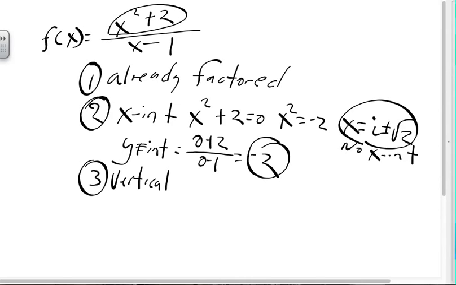All right, the vertical is what makes the denominator 0, or my vertical is going to occur at x equals 1. So there's my vertical asymptote. Horizontal.